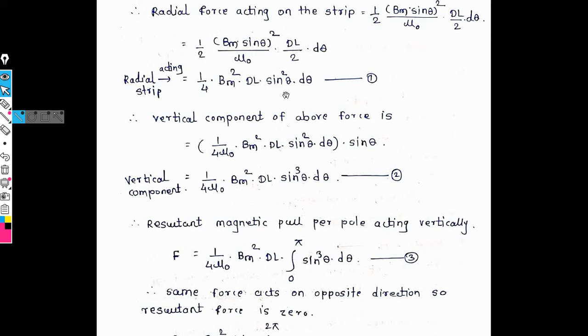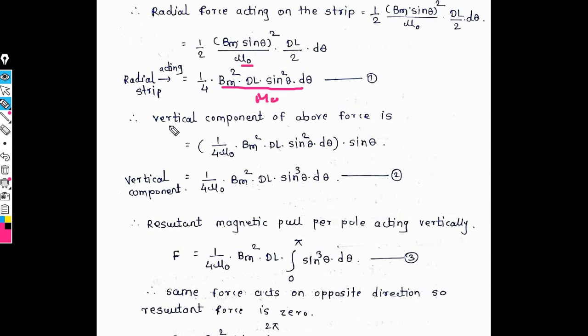Now we have to calculate the vertical components. I think here mu 0 is missing. Mu 0 is in the ratio, this denominator where mu 0 is missing.